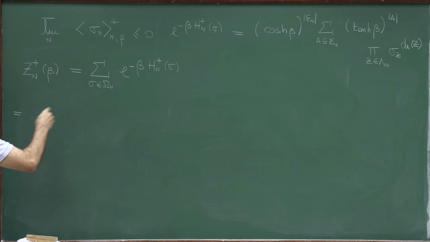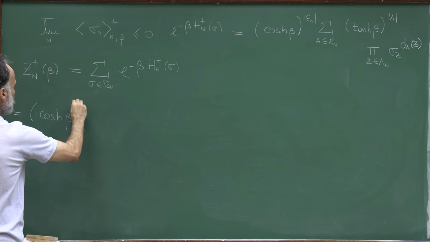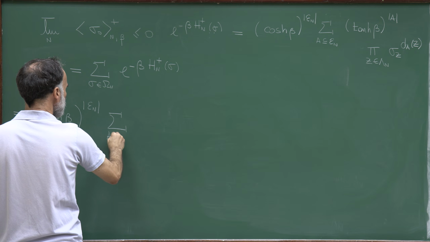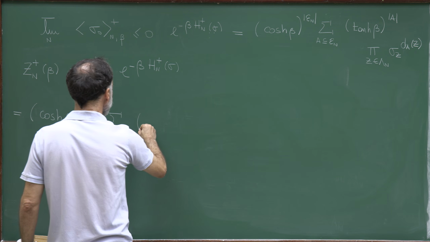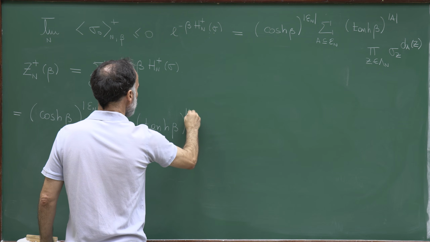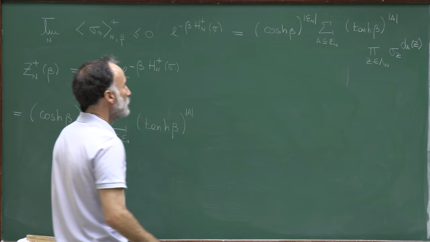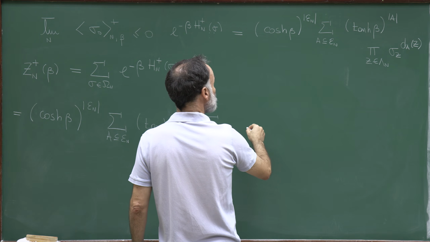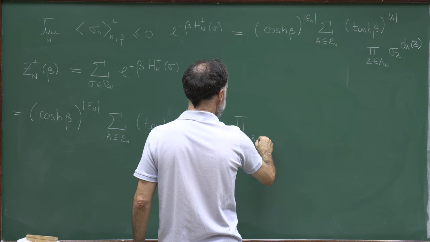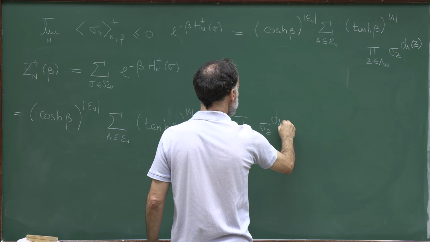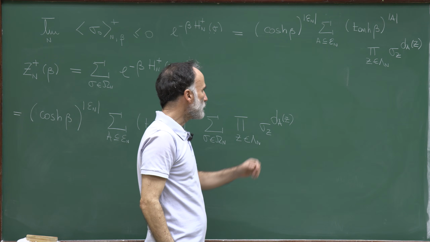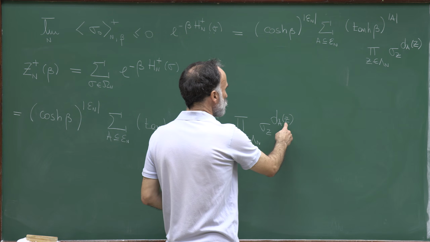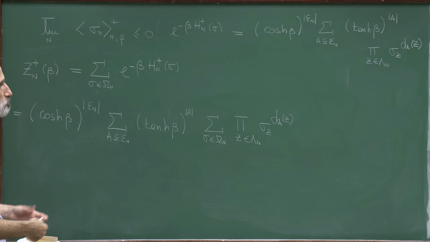So this will be equal to, I have the hyperbolic cosine of β to the power |E_n|. Now, as I said, I will first sum in σ. So we have at the end the sum over A, which are all subsets of E_n, of the hyperbolic tangent of β to the power |A|, the number of edges in A. And now I have a sum over all σ in Ω_n of a product over all z in Λ_n of σ_z to the power d_A(z). So this is, remember, the degree of z in A, or the incidence degree of z in A, which is the number of edges in A having z as one of their vertices.